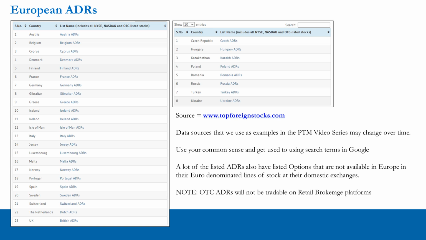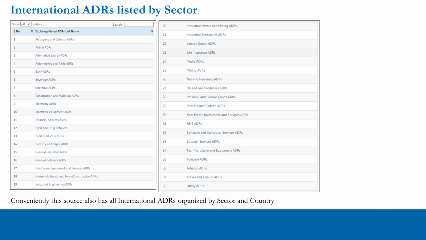Now, this particular source, topforeignstocks.com, conveniently also has international ADRs listed by sector as well. So you can go into each sector and look at all of the international ADRs, not just Europe, but all international ADRs listed by industry sector. So that's very useful for us as traders and portfolio managers as we're drilling down and trying to generate international stock trade ideas.